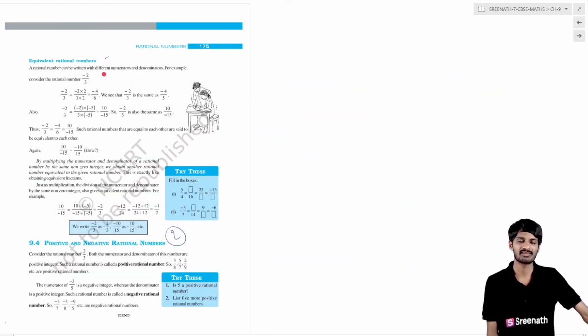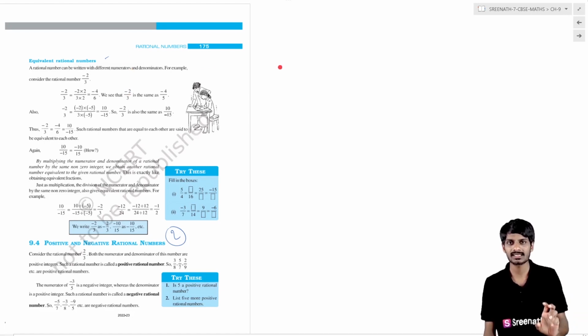Now, what are equivalent rational numbers? So basically we have discussed what a rational number is. Now, what are equivalent rational numbers? When do we say two rational numbers are equal?